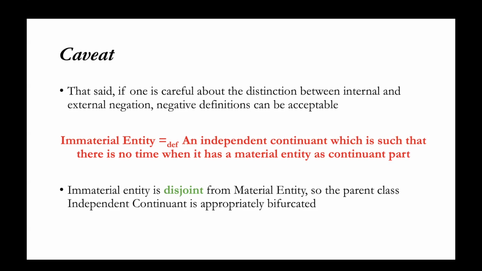So if you started with a material entity, so you got a positive definition, these things have material parts. You say, okay, now I want to talk about everything else that's under independent continuant. Now at least you've restricted your scope to all the other independent continuant stuff, right? And so you can make this kind of clean divorce between the material things and the immaterial things.